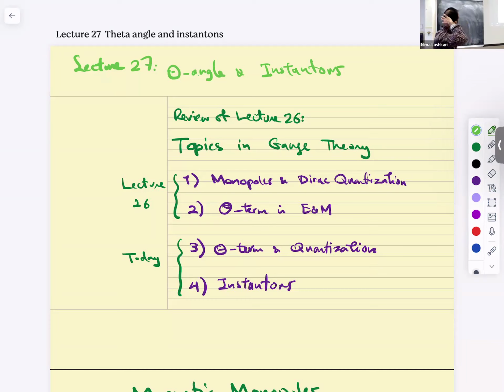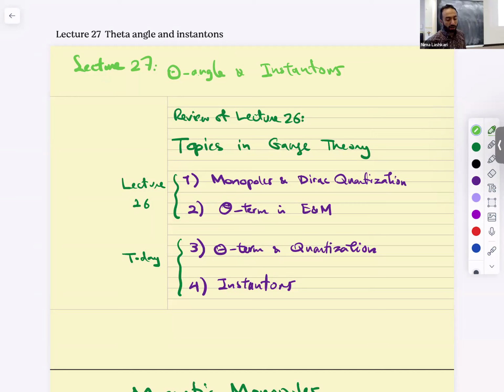So in the previous lecture, we started talking about topics in gauge theory. In particular, we discussed monopoles and Dirac quantization, theta term in electromagnetism, and today we're going to talk about the role of theta term in quantization and instantons. So what does this mean?